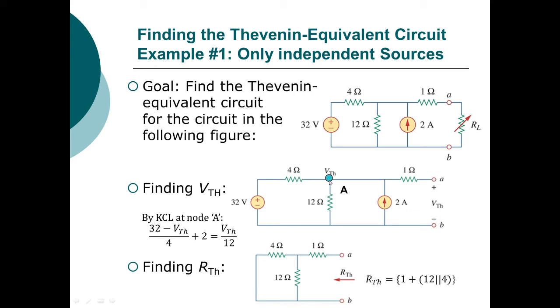So by applying KCL at this node A, we will figure out the voltage VTH appearing across this terminal AB. By KCL, we can write this equation, and from this equation, we can easily get the Thevenin equivalent voltage VTH, because this is the only unknown.